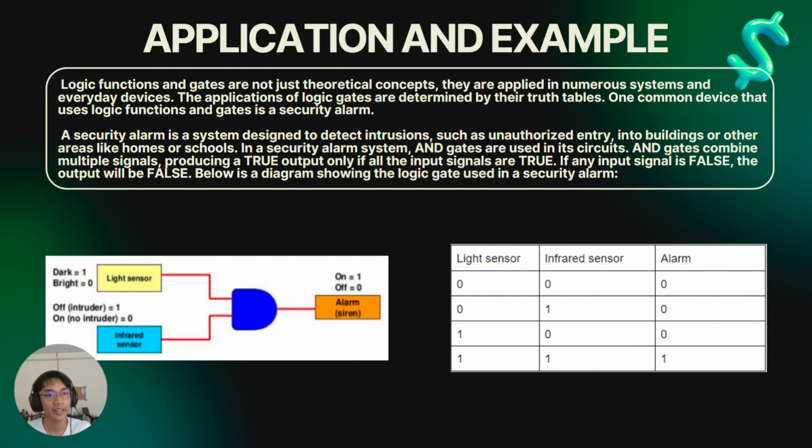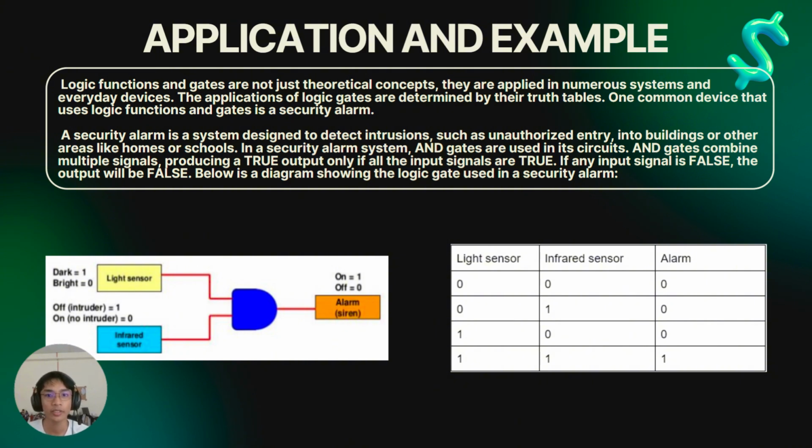Logic functions and gates are not just logical concepts. They are applied in numerous systems and everyday devices. The application of logic gates is determined by the truth table. One common device that uses logic functions and gates is a security alarm. A security alarm is a system designed to detect intrusion, such as unauthorized entry into a building or other areas like a home or school.